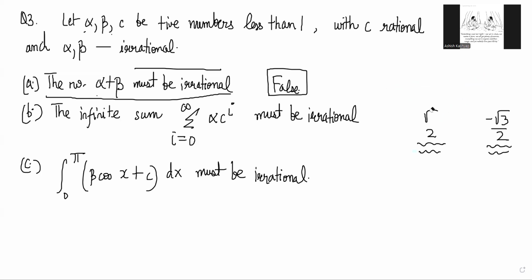What about statement B and statement C? So here I think both are true. What is the reason? For the B part, we are getting the sum as alpha divided by 1 minus C.